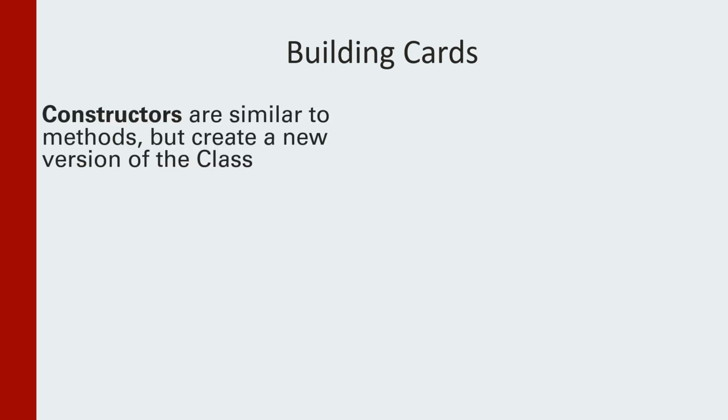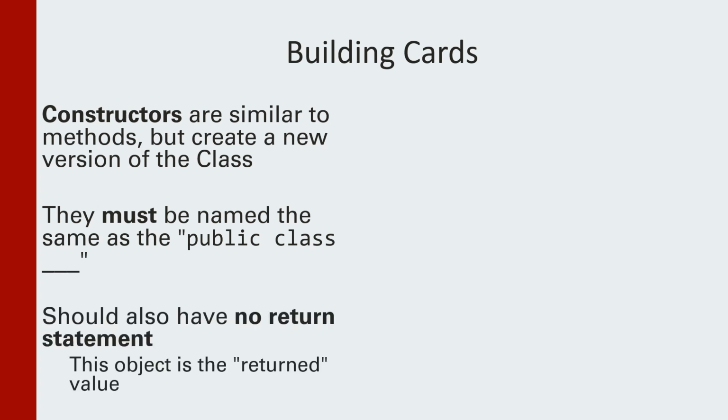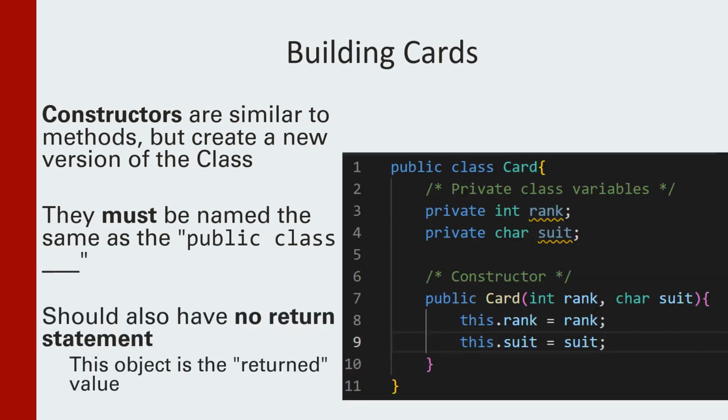Constructors are really similar to methods, but they create a new version of the class, and they must be named the same as the public class, and they have no return statement. So looking again at the little piece of code I wrote, the class that I have here is called capital C Card, so it's public class Card, and this file, by the way, will also be Card.java.